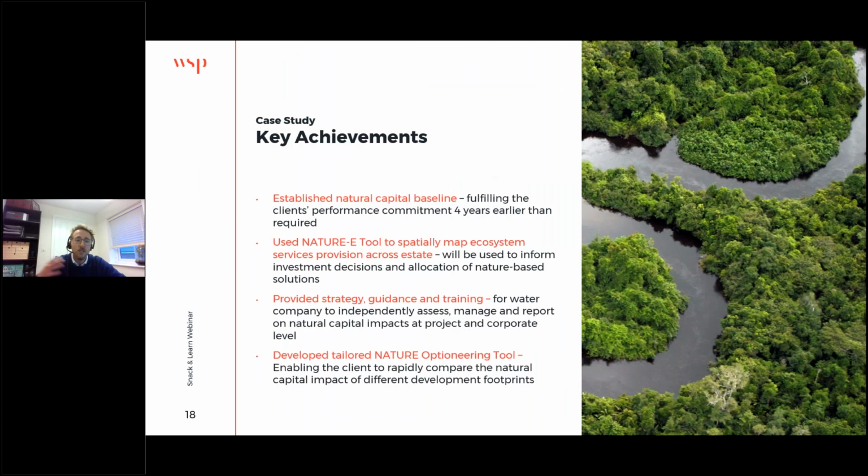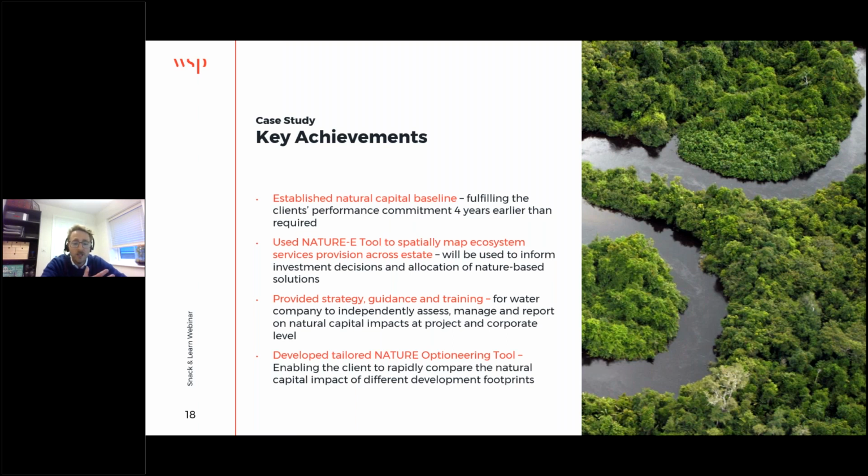So some of the key achievements we achieved together with the company: we established a natural capital baseline, fulfilling the client's performance commitment 4 years earlier than required by the regulator. We used the Nature E tool to spatially map ecosystem service provision across the estate, and this will be used to inform investment decisions and the allocation of nature-based solutions.